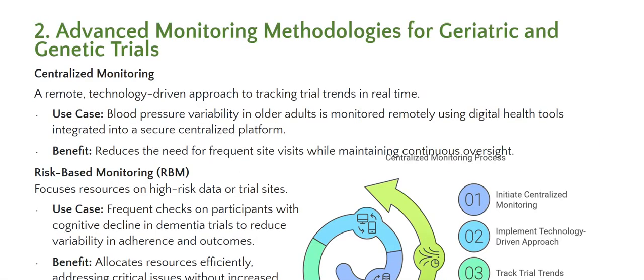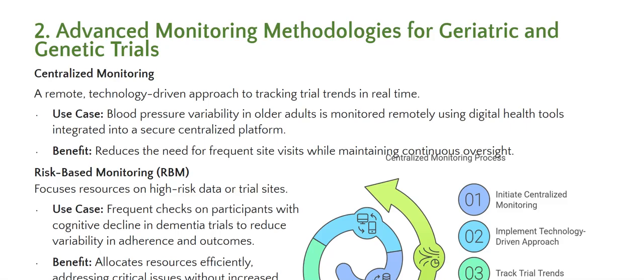Then we have advanced monitoring methodologies for geriatric and genetic trials. We have centralized monitoring, or real-time data: a remote, technology-driven approach to tracking trial trends in real time. So, remote and real time. Use case: blood pressure variability in older adults and elderly is monitored remotely using digital health tools integrated into a secure centralized platform. The benefit is that it reduces the need for frequent site visits while maintaining continuous oversight.